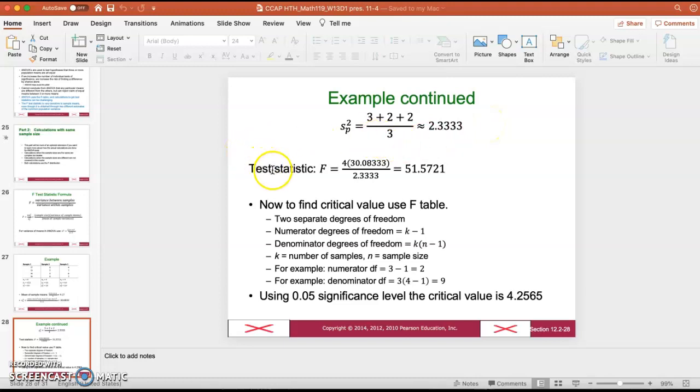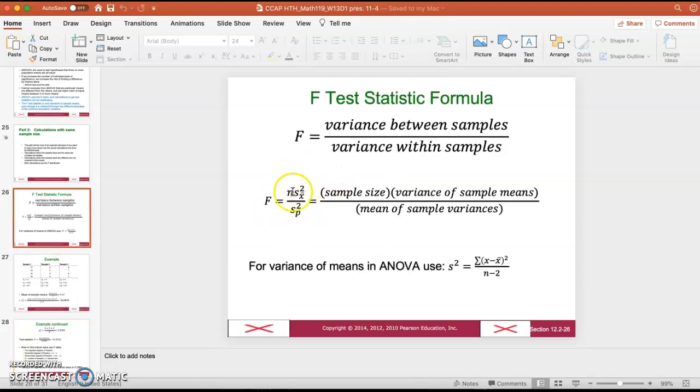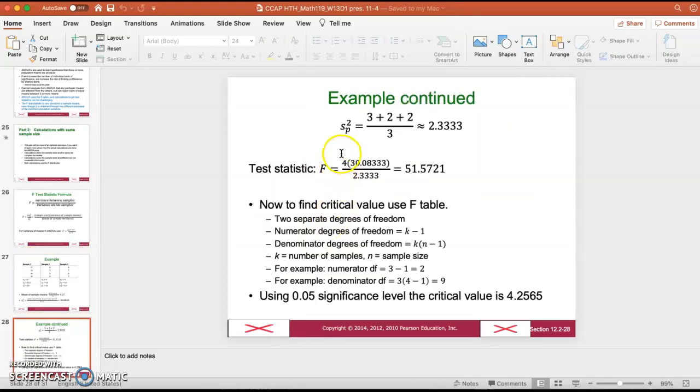So now when I calculate the actual F test statistic, I'm just plugging everything into this formula here. Sample size 4 times that variance of sample means, 30.083, all divided by that mean of the variances, should come out to 51.5721.